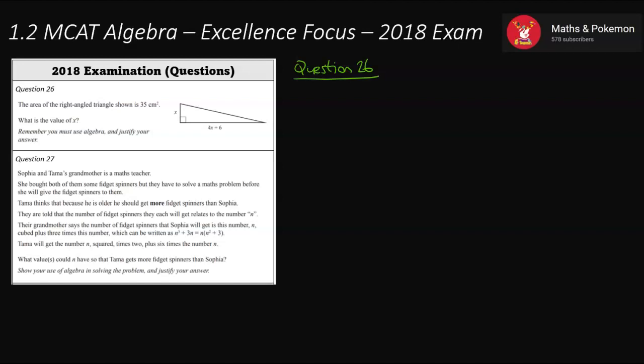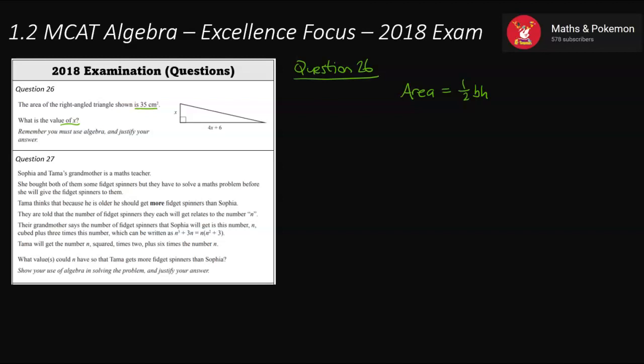But question 26, we've got a right angled triangle and that's the area there, 35 centimeters squared. What is the value of x? And x relates to the height and the base of this triangle. So whenever I start off with these generic questions, I just write down the formula that I'll be using. Area is equal to 1/2 of base times height.